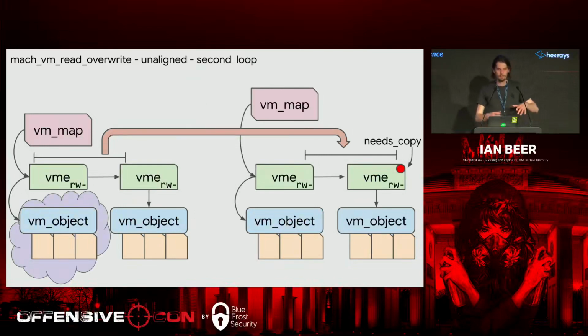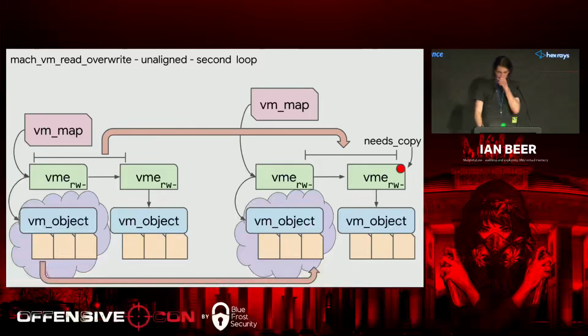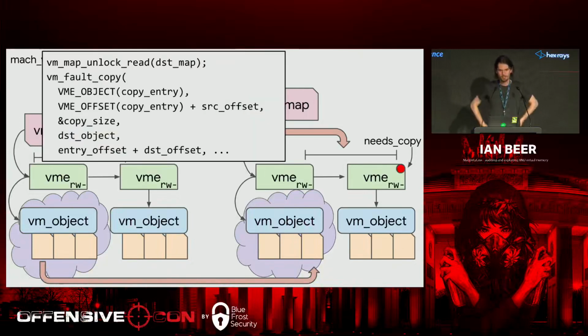So it first has to go find the VM object for the source for the first bit of the copy, the VM object for the second bit of the copy, find the correct offset within those into the two underlying pages, and then it's going to call this method called VM fault copy. And the thing which should trigger alarm bells for anyone who knows how Dirty Cow works is that, well, they also unlock the destination map before they perform this copy.